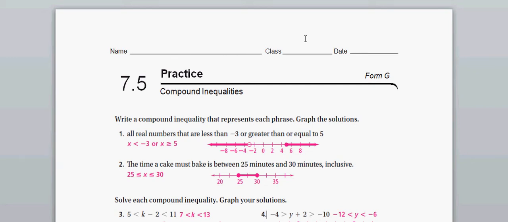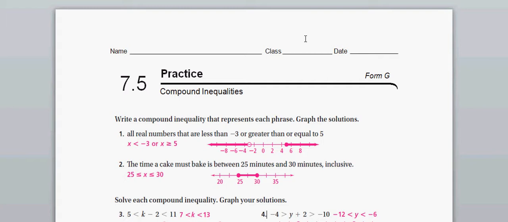Welcome. The purpose of this video is to go over some of the homework problems that you had last night. In this worksheet, compound inequalities, the majority of them worked out exactly as we expect them to work out. There's a few things that I would like to note and point out.